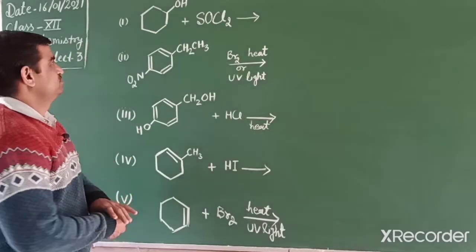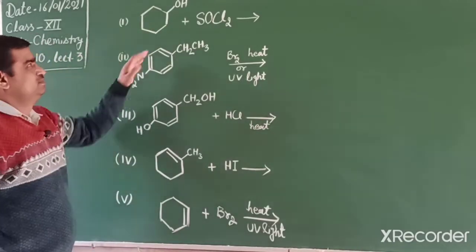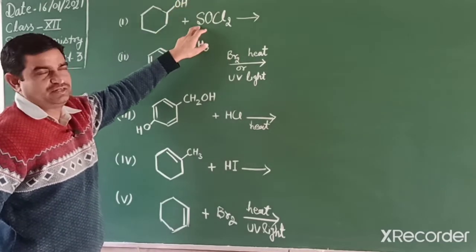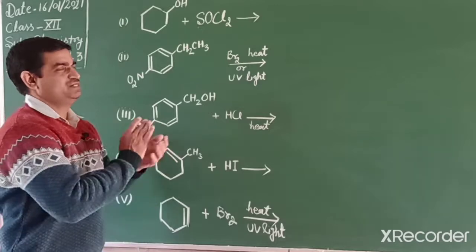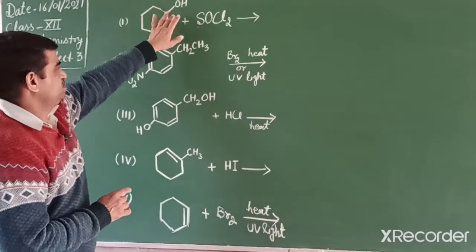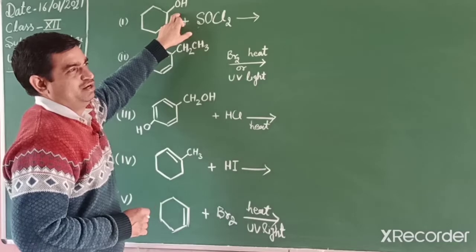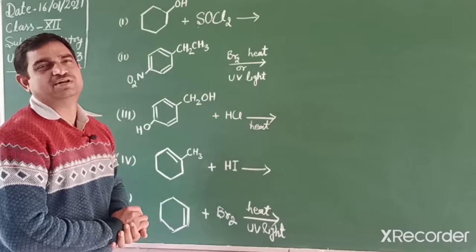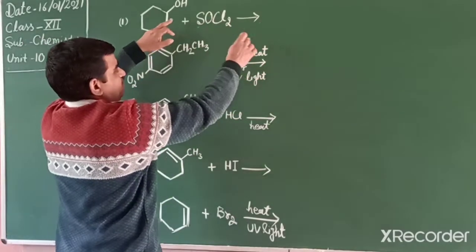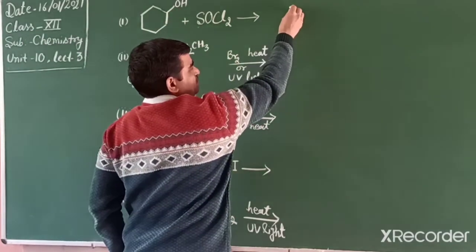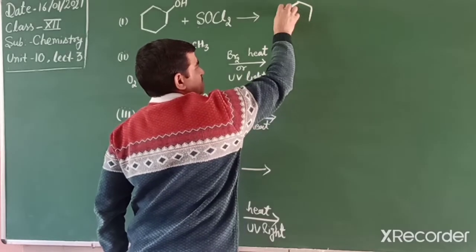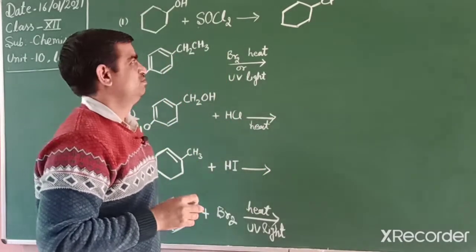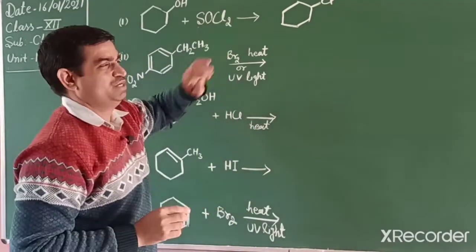Let us solve the numerical problem. First question: when cyclohexanol reacts with thionyl chloride, what is the major product? Students, this compound is an alcohol, and when an alcohol reacts with thionyl chloride, we get the corresponding haloalkane. So we simply have to replace OH with Cl. So you write here chlorocyclohexane, that is the major product.